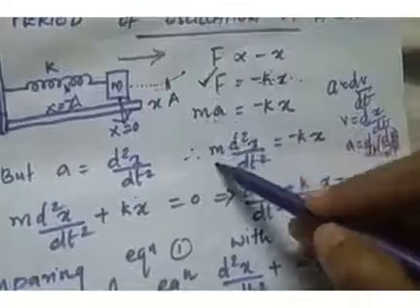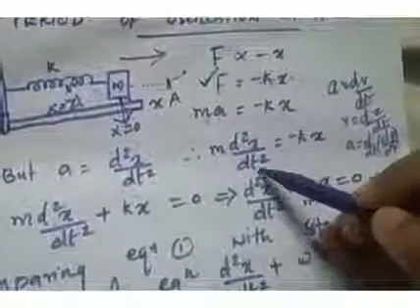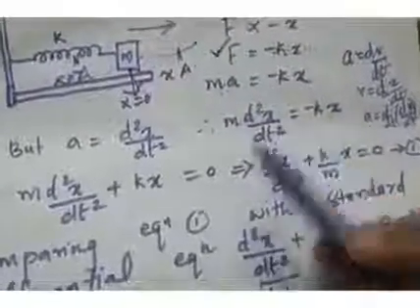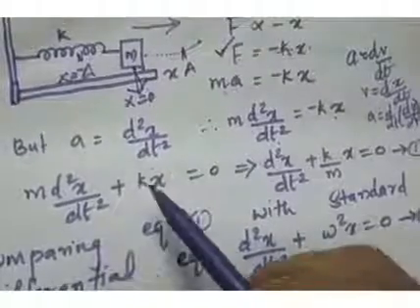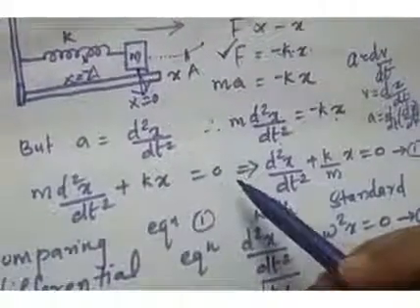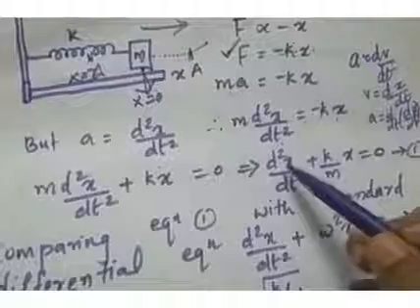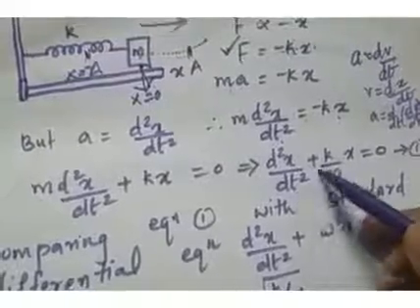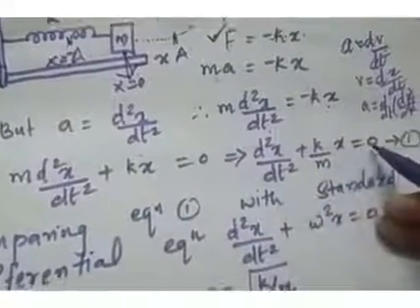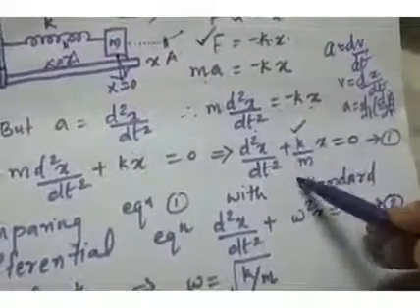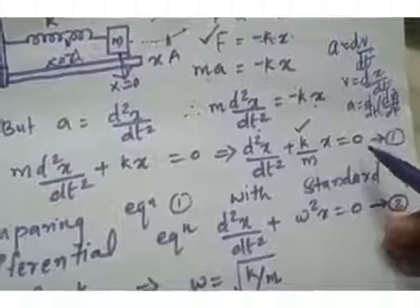So here we can write m into d square x by dt square equal to minus kx, and this minus kx can be taken to the LHS. So m into d square x by dt square plus kx equal to 0, and divide this equation throughout by m. When you divide the first term by m, it will be d square x by dt square plus k by m into x equal to 0. Let this equation be equation number 1.